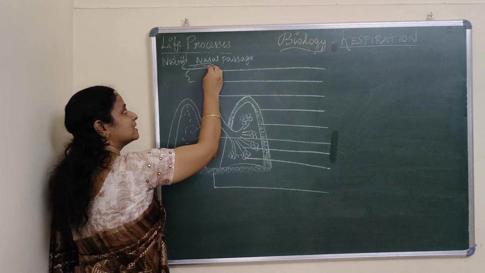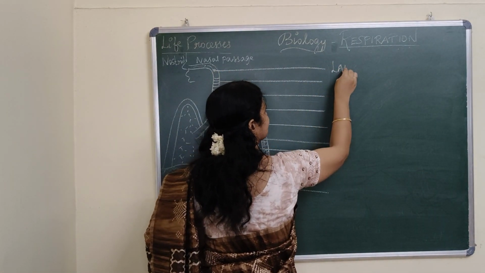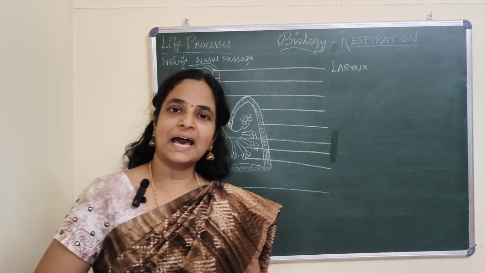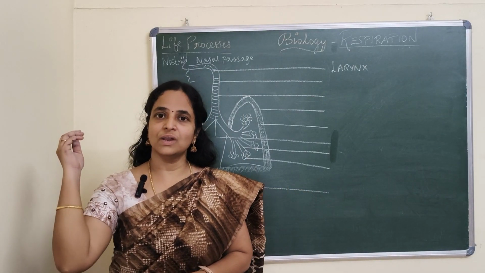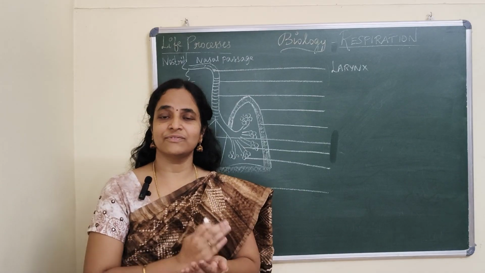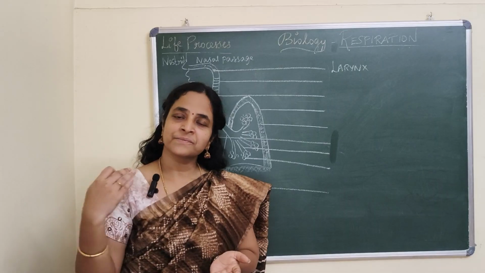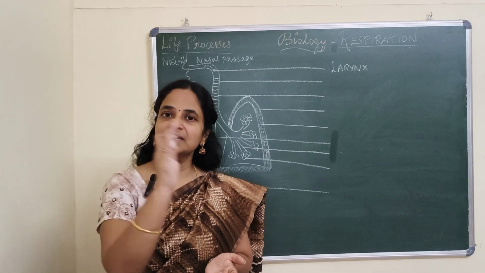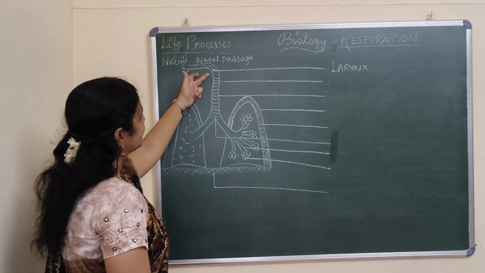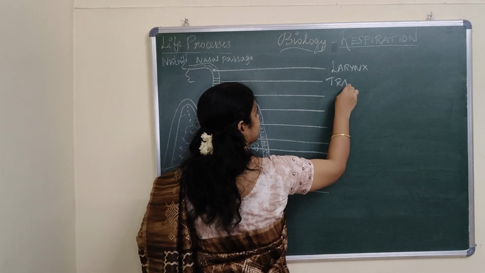Now, the air then enters a structure called the larynx. This larynx will not allow the food to enter. We already saw there is a flap-like structure in the digestive system called the epiglottis, which will allow only food to enter and it separates the air. So the air passes into the larynx. Then we have a tube-like structure called the trachea.